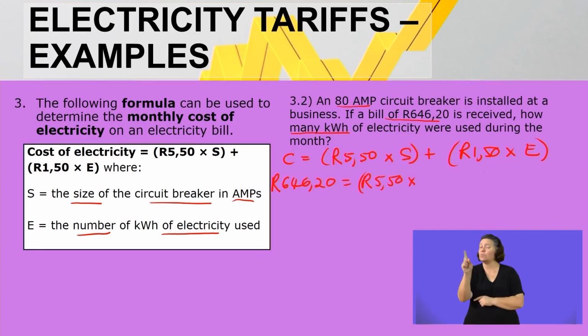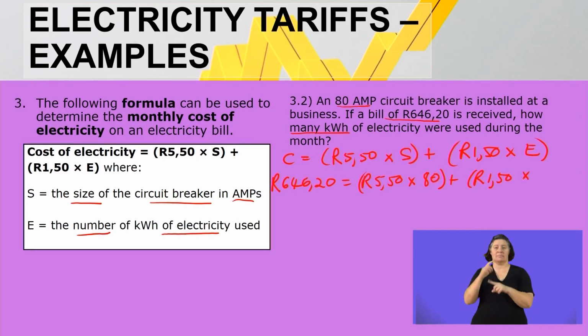What does S represent? It's your 80 amp. So I'm going to say multiply by 80 plus 1.50 multiply by E. And remember, I'm solving for E. I'm looking for this value, right? E represents the number of kilowatt hours of electricity. Therefore, I keep it as is.